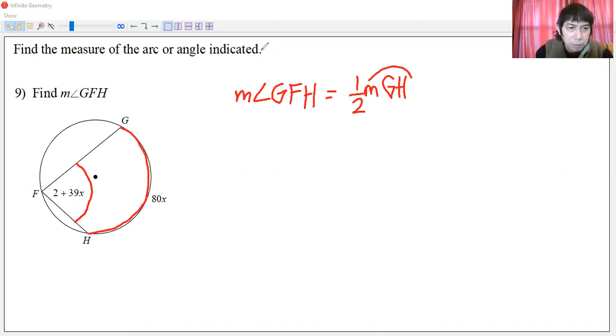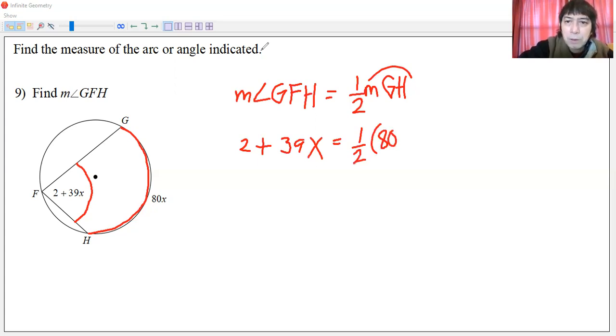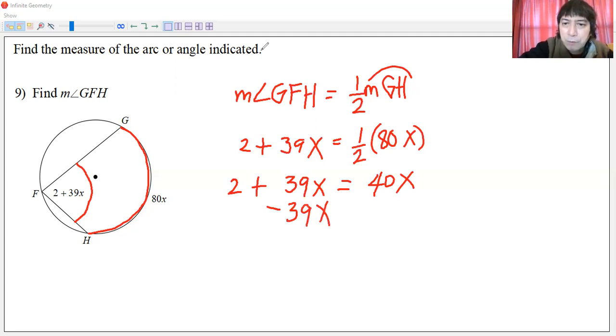In an equation, the angle GFH is expressed 2 plus 39x, and this is 1/2 of 80x. There, okay? All right, so 80 divided by 2, this is now just 40x. This is 39x, and we have the 2 plus there. We subtract 39x from both sides. 40 minus 39 is 1, and we have 1x, that means x. And this is just equal to 2, or x is equal to 2.